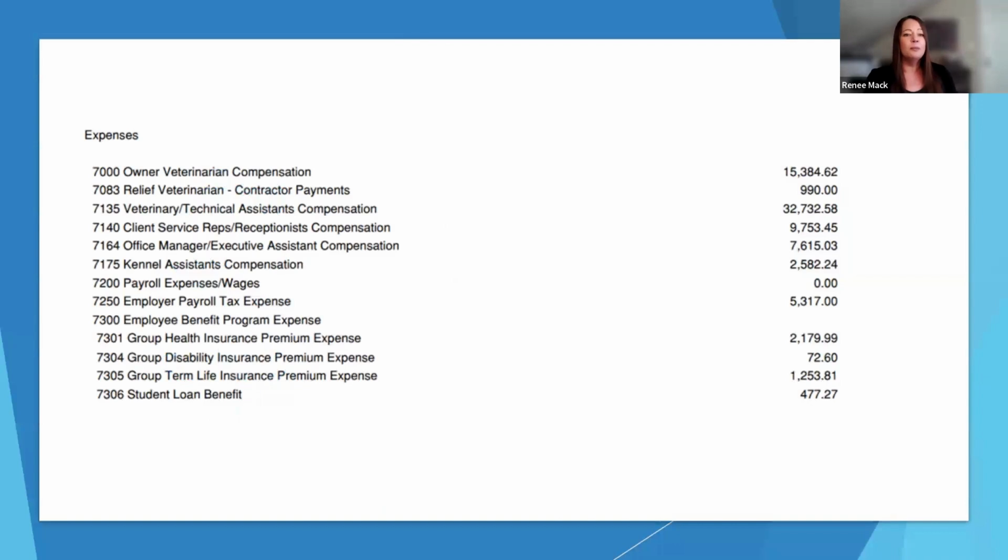This is an example of how we break it down. It's what we call the 7,000 series, and these are all of your wage expenses and benefits. And you can see it's broken down by type of paycheck issued. So owner veterinarian is different than associate. Office manager is different than kennel assistant. And especially if you're in an AHA accredited practice, there are specific rules about titles for technicians, and these all take that into account.